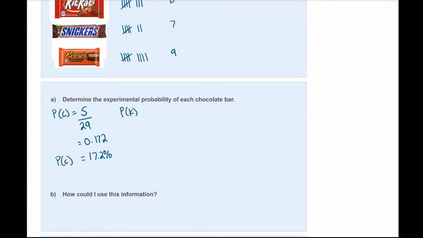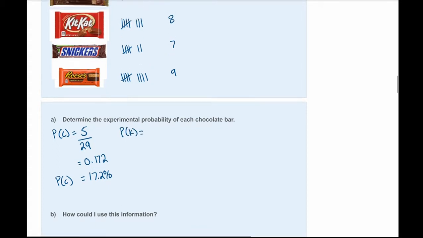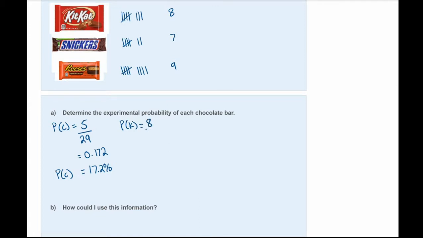Probability of a Kit Kat, again, same idea. How many times did Kit Kat occur? In this case, 8 times out of 29. Again, we can't reduce it to a nice fraction. We can turn it to a decimal, and we can turn that into a percent of 27.6%. And again, same idea through the rest of them. How many times they occurred over the number of trials, or in this case, the number of people that we asked.